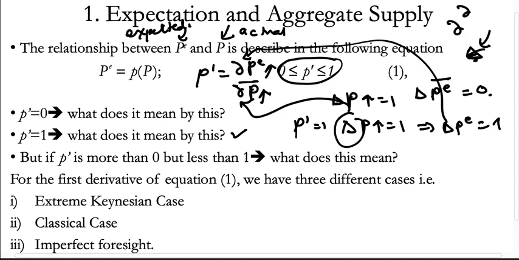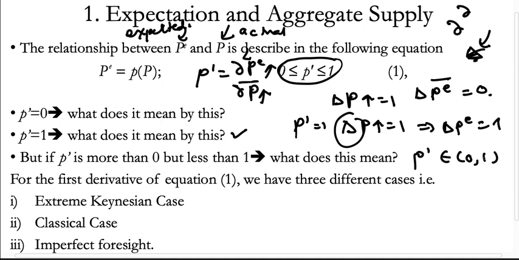But we move to the third possible value. What if the P prime here, the small letter P prime, is more than 0 but less than 1? So that means P prime is between 0 and 1. So what does it mean? If there is a change in actual price by 1 unit, the change in expected price is actually less than 1, but not negative, because it has to be between 0 and 1.